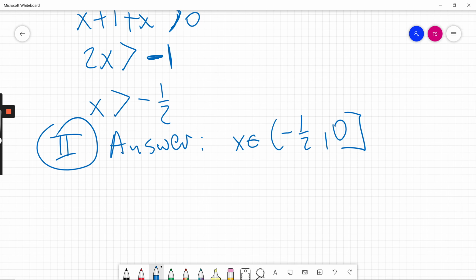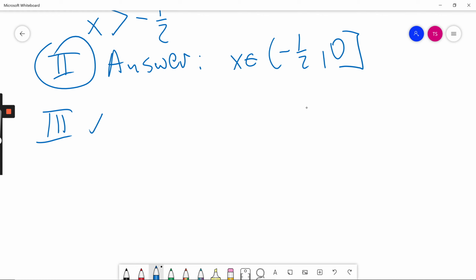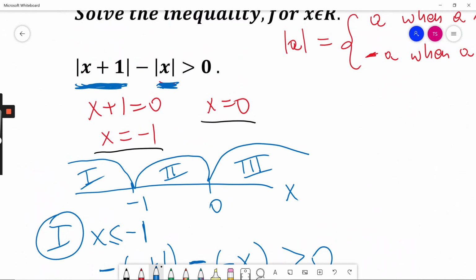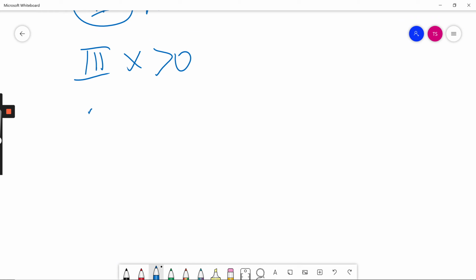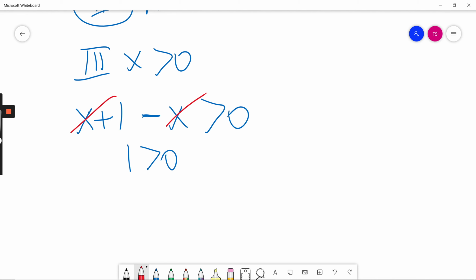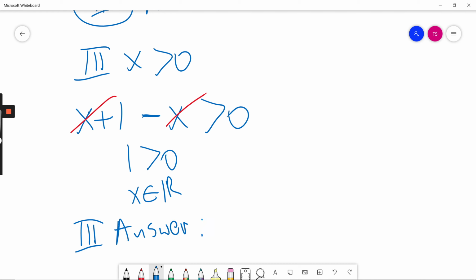And now I need to check what's happening in interval 3. So I'll check when x is more than 0. When x is more than 0, x plus 1 is positive, and also x is positive. So I can write it as: the first absolute value will be just x plus 1, minus the second absolute value, which will be just x. And this has to be more than 0. 1 is more than 0, so always, for every x belongs to real numbers. But my domain for interval 3 was x more than 0. So x more than 0 is the answer for interval 3.